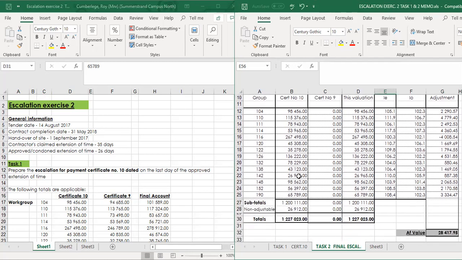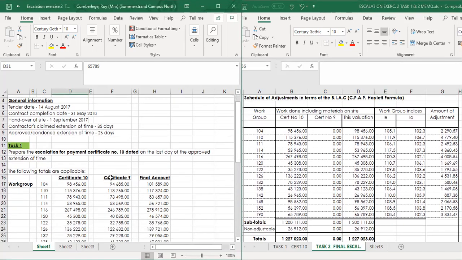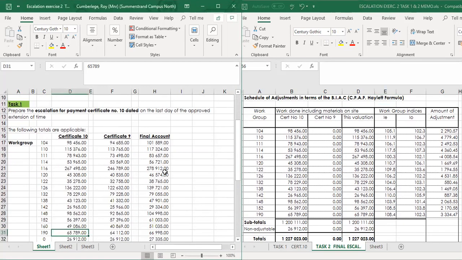So if we just quickly run through certificate number 10, all the values in this case are given. You've got certificate 10 at practical completion. In other words, we've reached that point where the contractor can hand over the building to the employer. The employer can move in and use the building for the purpose intended. Certificate 9, the figures are given. That's the pre-penultimate certificate.